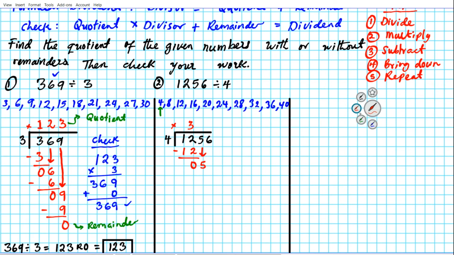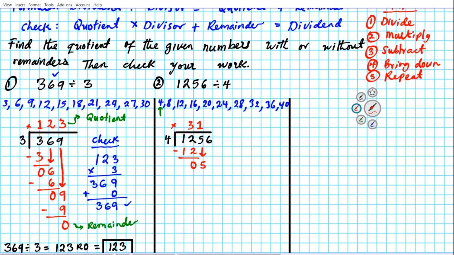So the maximum number of times you can take out 4 from 5 is just once. Remember, ladies and gentlemen, that division is repeated subtraction of multiples of the divisor. That's what we're doing, repeated subtraction.